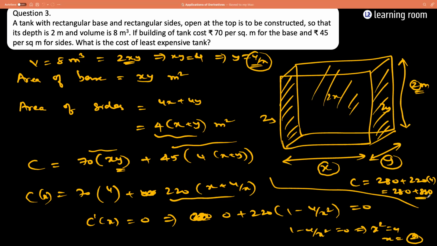Did I make any mistake? So 45 into 4 is 180. Fortunately, we escaped because it didn't come into the picture. So 180 into 4 is 720. So 720 plus 280 is 1,000, correct? Got it? So leave some space for the second derivative part and you practice it.